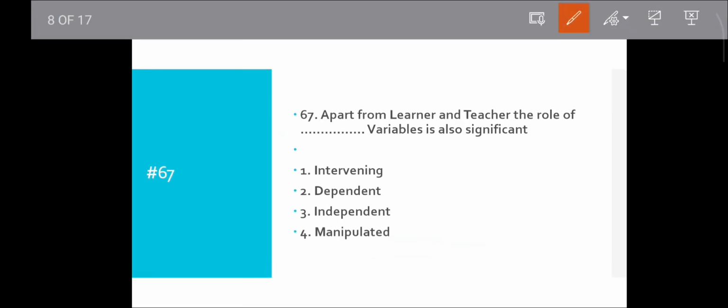Question number 67. Apart from learner and teachers, the role of dash variable is also significant. Intervening, dependent, independent, manipulated. Which one?